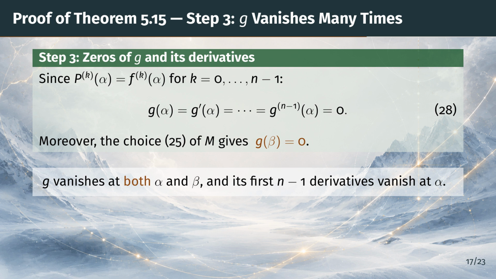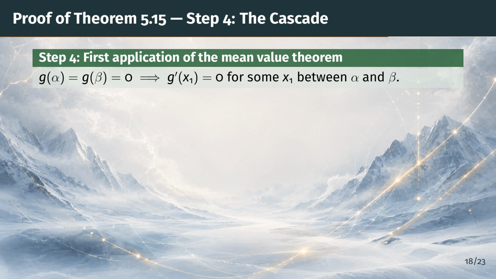So g vanishes at both endpoints, and its derivatives vanish in bulk at alpha. Now the mean value theorem takes over. Step 4. The cascade. We begin with the function g itself. It vanishes at alpha, and it vanishes at beta. The mean value theorem applied between these 2 points produces a point x sub 1 strictly between them, at which the derivative g prime vanishes.